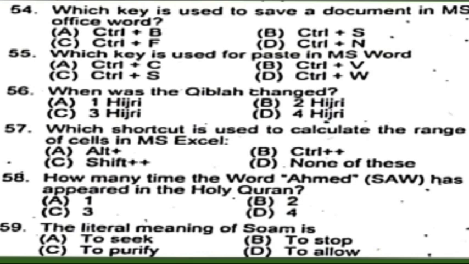When was the Qibla changed? Option B. 2nd Hijri. Which shortcut is used to calculate the range of cells in MS Excel? Is Alt plus. Option A. How many times the word Ahmad has appeared in the Holy Quran? Option A. Only 1 times.